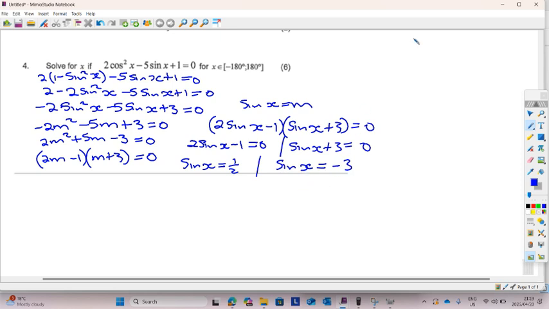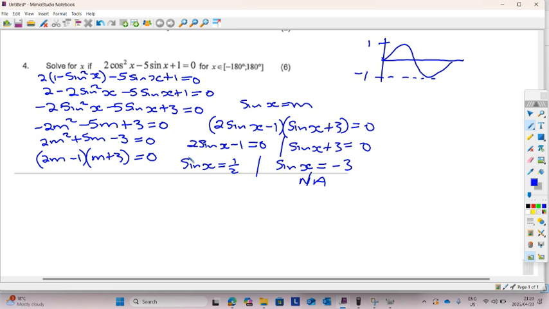Remember, sine x can only be between negative 1 and positive 1. I can use this to remind you. This is the function of sine x. This is 1 and this is negative 1. It cannot go down to negative 3. It's only ending at negative 1 there. So this one should be NA.